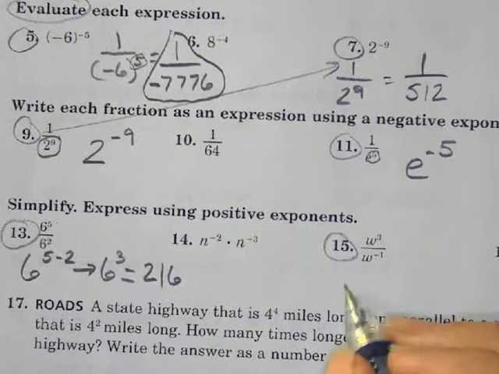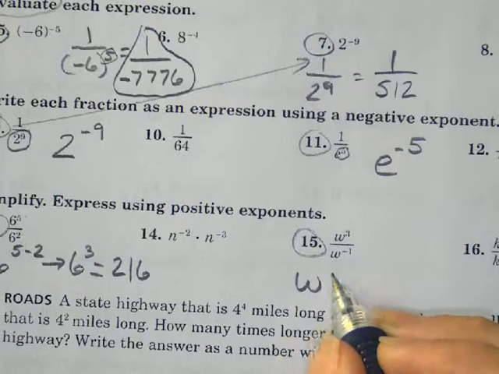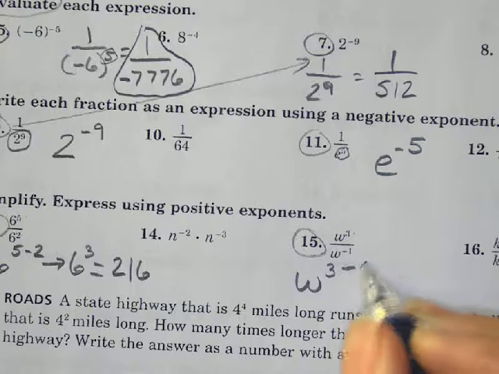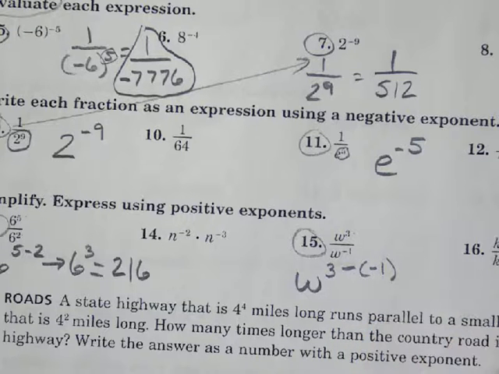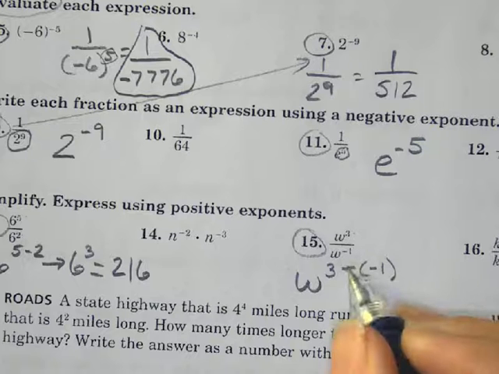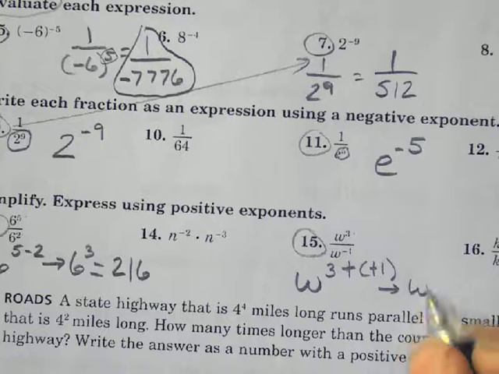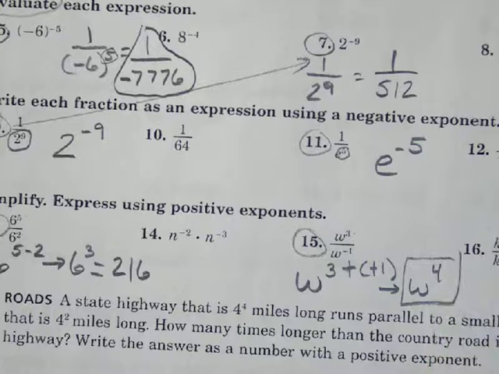On this next one, it's kind of a fun one actually. What we end up doing is we do w to the 3, top value, minus the bottom value. Our bottom value happens to be a negative 1. So when I subtract the negative, that becomes adding a positive, which makes it become w to the 4th power, because 3 plus 1 is 4, and that's my solution there.